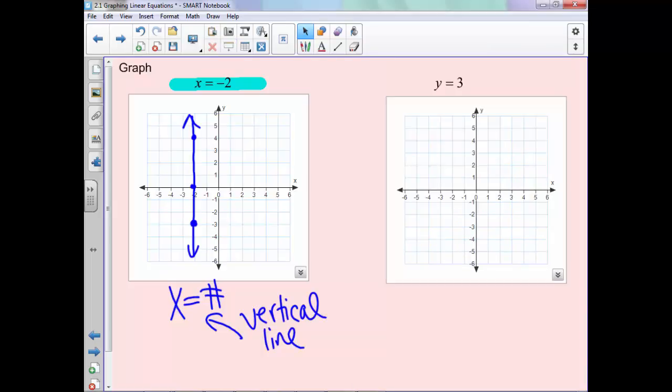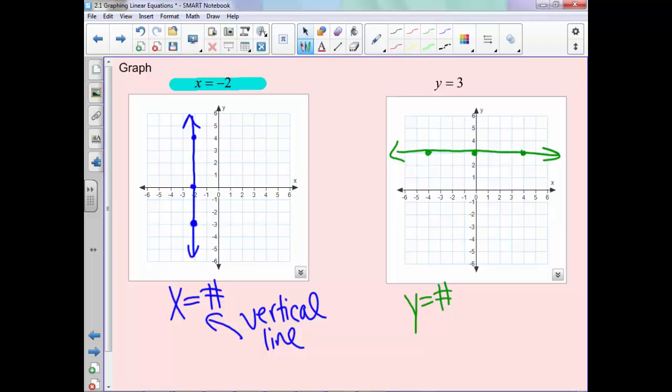Now we'll look at what happens when it's just y equals a number. Following the same idea, y is always 3. So even when x is anything you want, y is 3. So when x is 0, y is 3. When x is 4, y is 3. When x is -4, y is 3. So now when you've got y equals any number, this is a horizontal line.